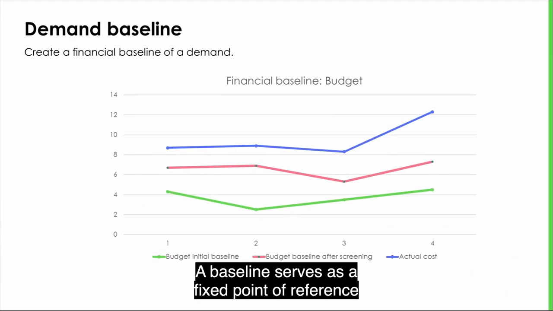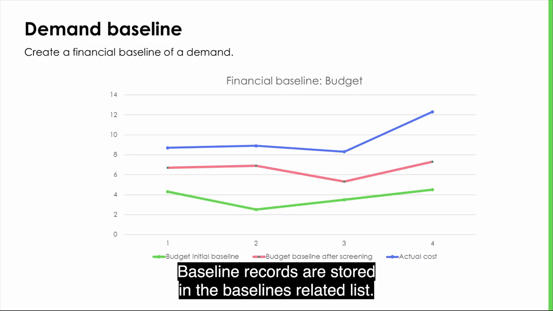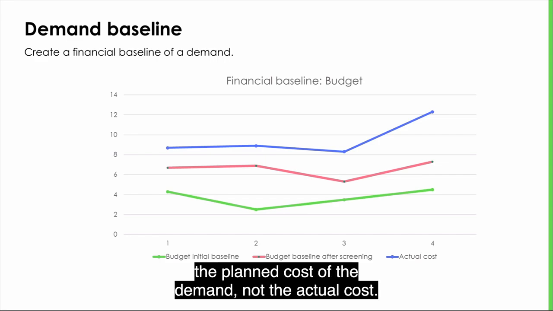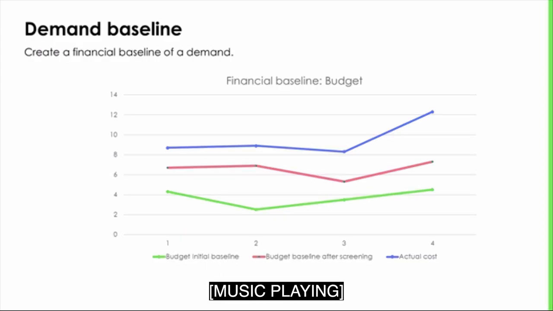A baseline serves as a fixed point of reference for comparison purposes. It can represent a snapshot of the schedule or financial data. Baseline records are stored in the baselines related list. Financial baselines, specifically in the context of demand, capture the planned cost of the demand, not the actual cost. It's important to note that within demands, baselines exclusively refer to financial baselines.